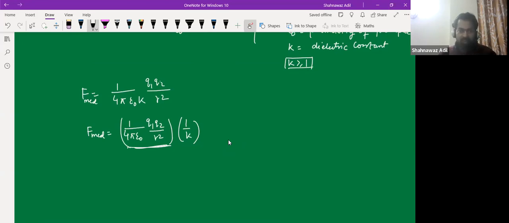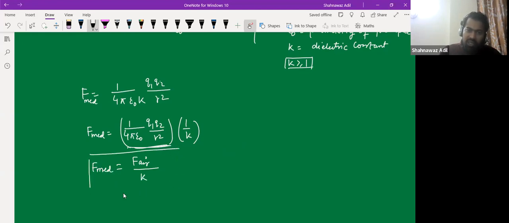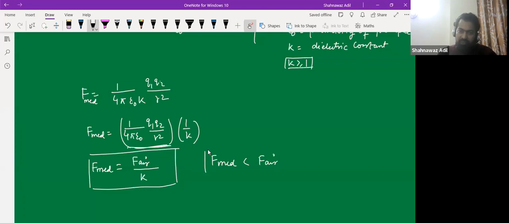Coulomb's force, yes, that is the force in air, multiplied by 1 by K. This K is always greater than 1, so F medium would be smaller than F air. This is how we say that the force decreases in the medium.